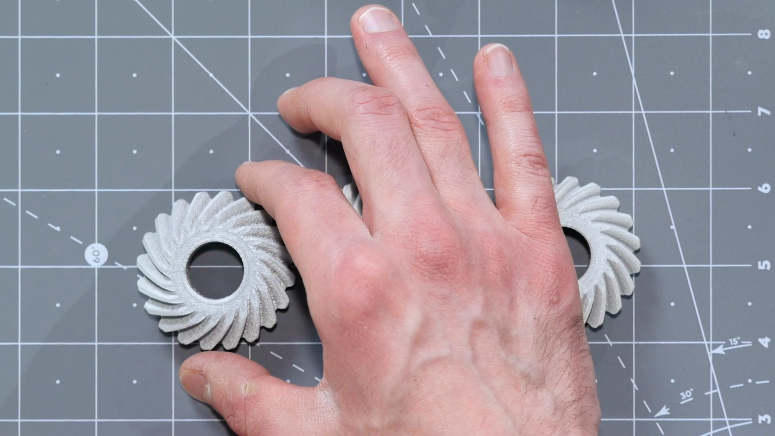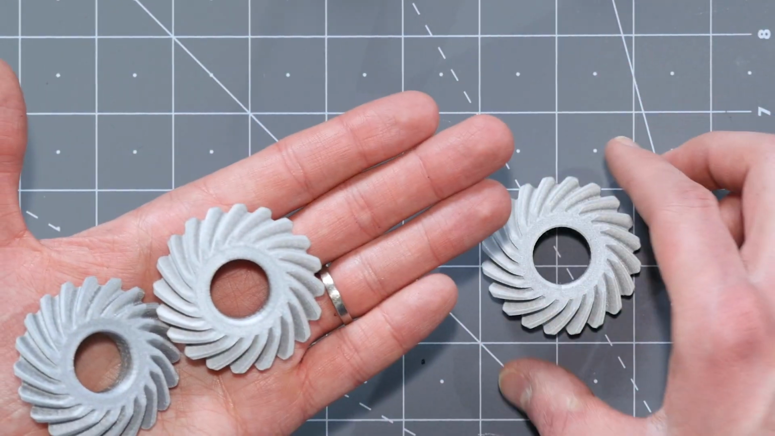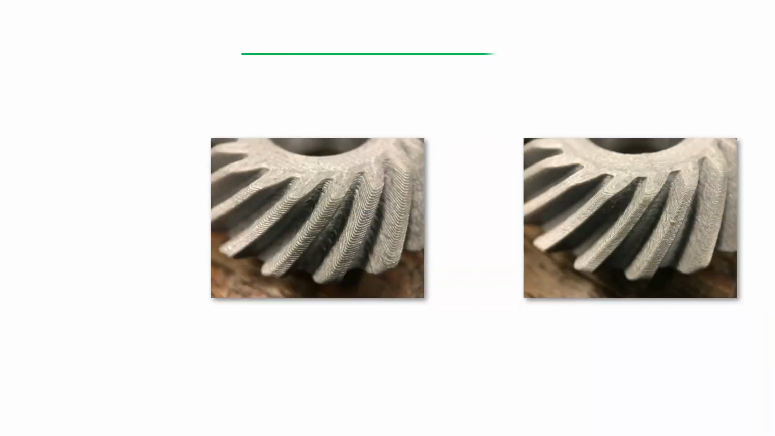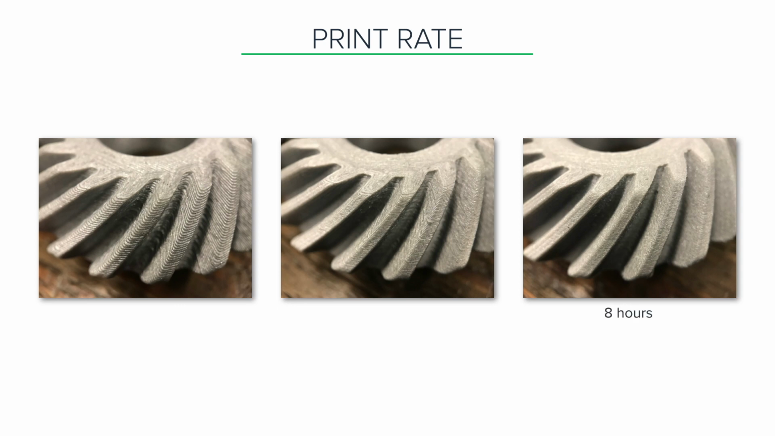Here under the camera I have 3 different gears printed using a desktop extrusion system. And they're the same geometry, the same part, but they're printed at different layer thickness. 200 microns, 100 microns, and 50 microns. And with the decreasing layer thickness, you can see the surface quality improves considerably. But there's a big trade-off in the print rate. The finer gear took 8 hours or so to print, and the coarsest gear took about 2 hours to print. And we'll also learn that pretty much every 3D printing process has a trade-off between speed and quality, or speed and accuracy.